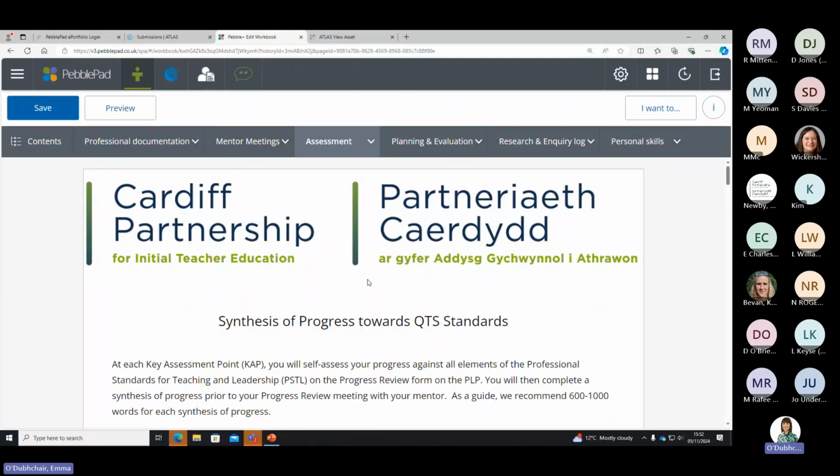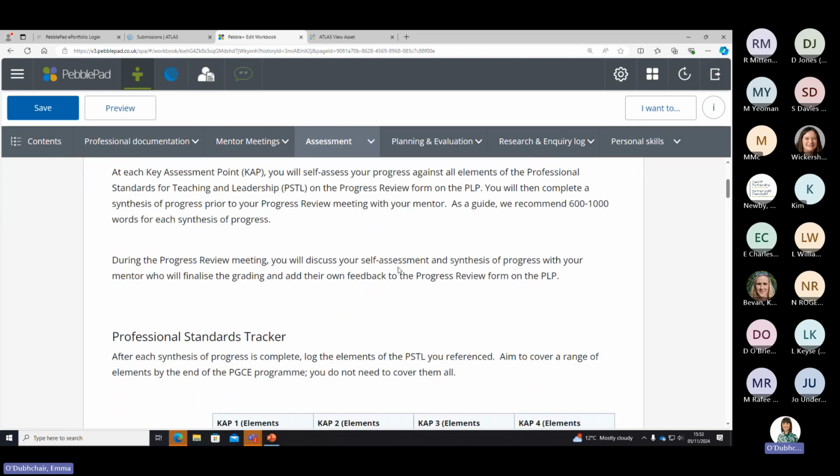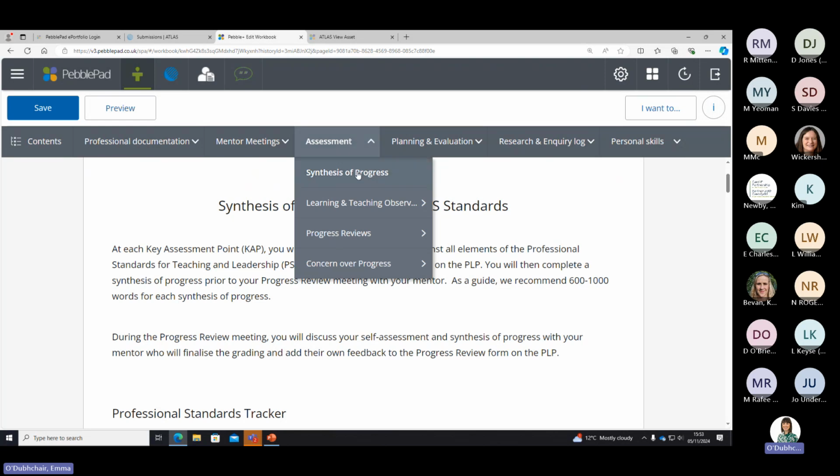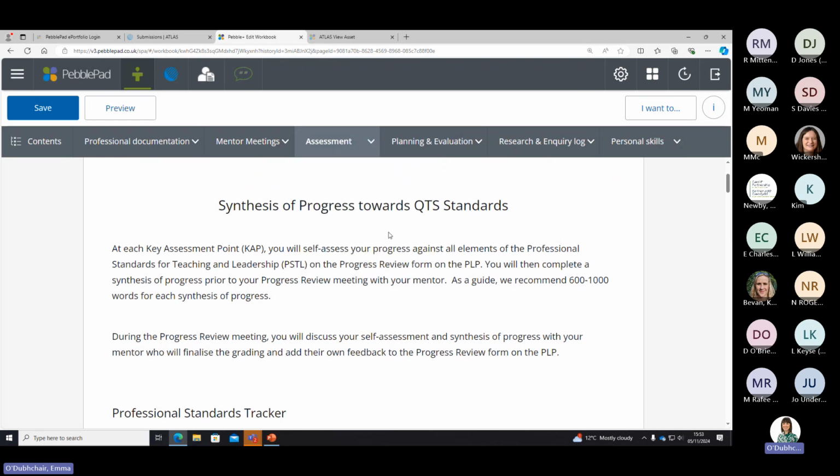One is in student teacher mode. So the workbook that you're looking at the moment is the student teacher view of the PLP. And I'll flip to a different tab in a moment so that you can see what you can see as a mentor. Now, as you can see, in the assessment tab, I've gone to the synthesis of progress.